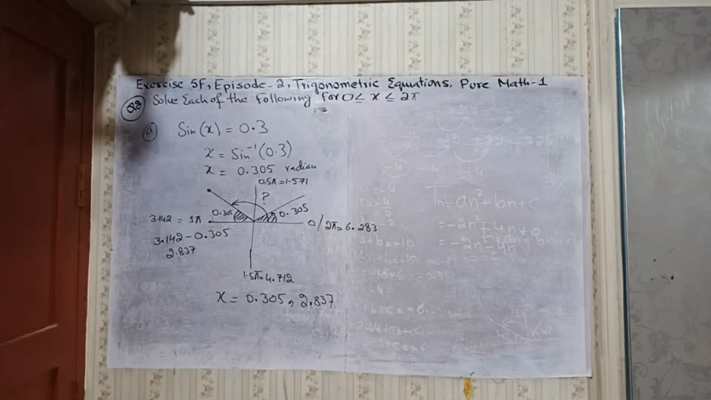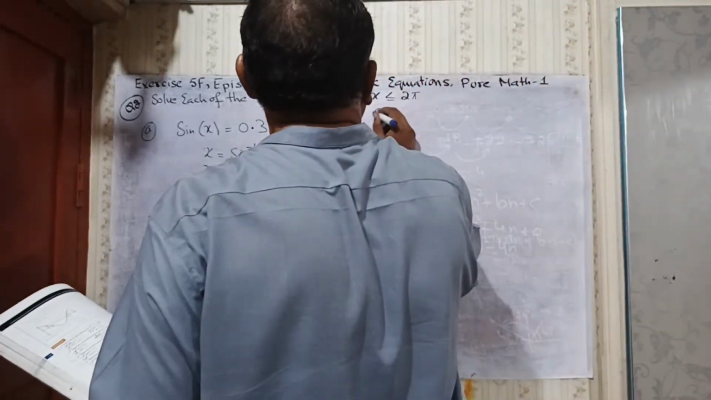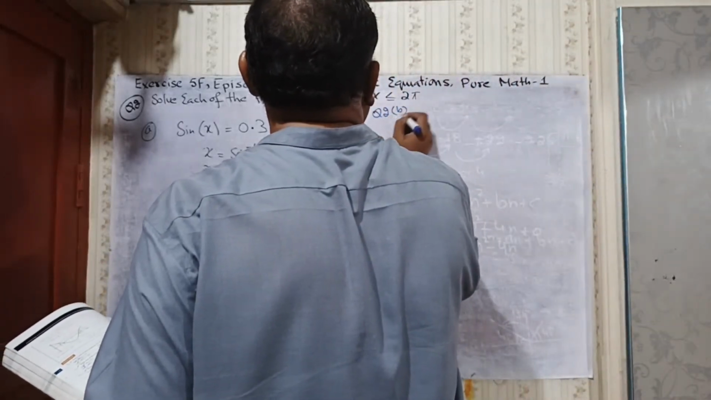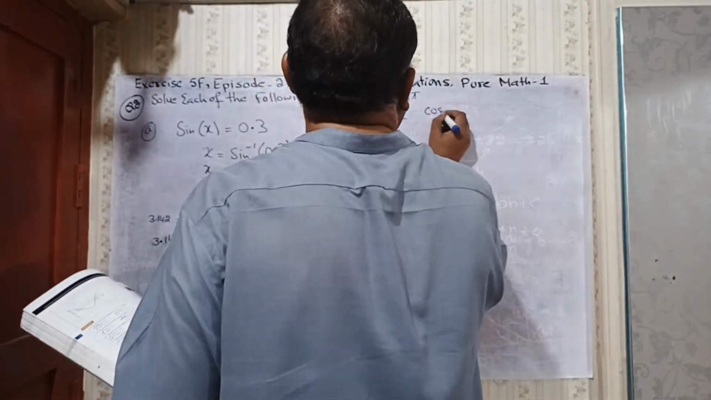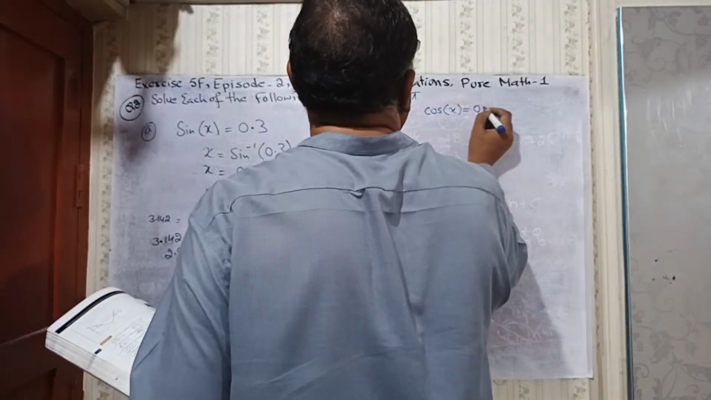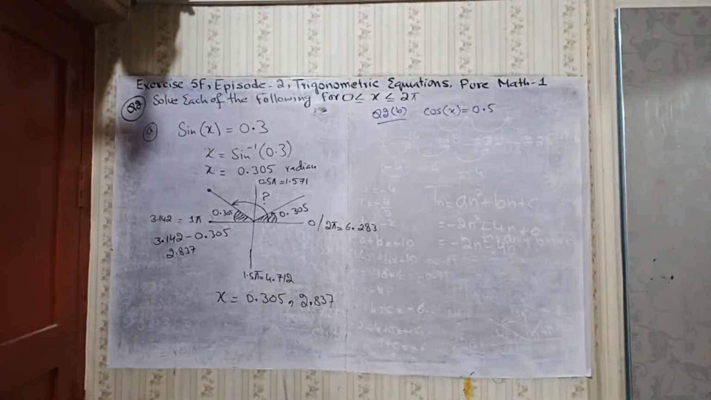Okay, now we will work on the second part. That second part is question number 2, and its B part. Here he says cos of x is equal to 0.5. So cos of x is equal to 0.5. We have to find the value of x from 0 to 2 pi.